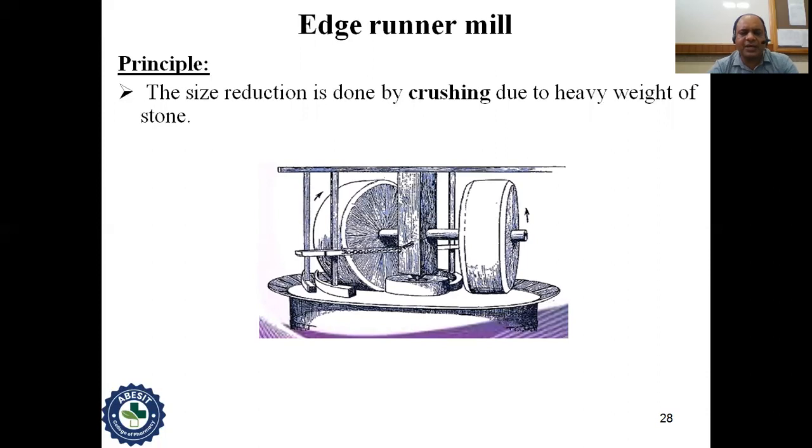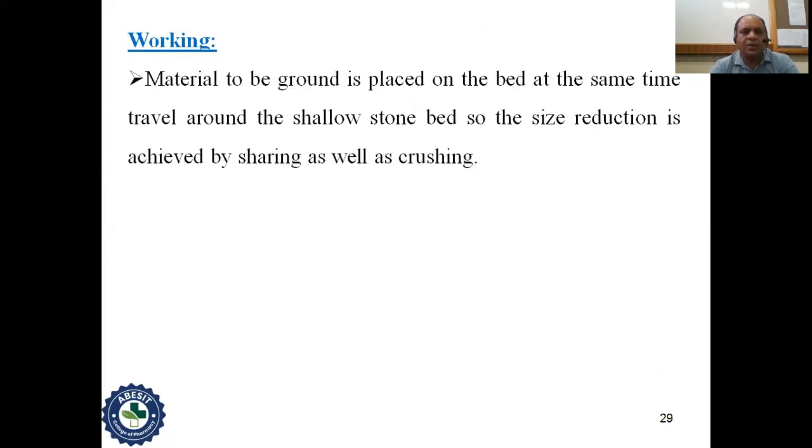In the diagram, we can easily see two heavy stones rotating on the pan. Working: the material to be ground is placed on the bed, and at the same time the stones travel around the shallow stone bed. So the size reduction is achieved by shearing as well as crushing.